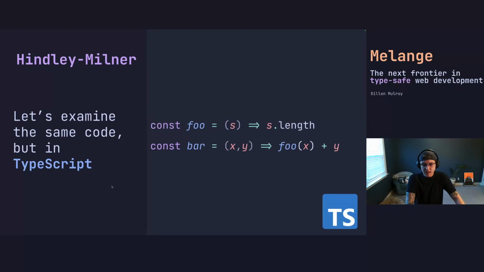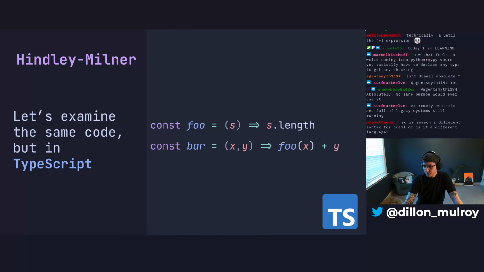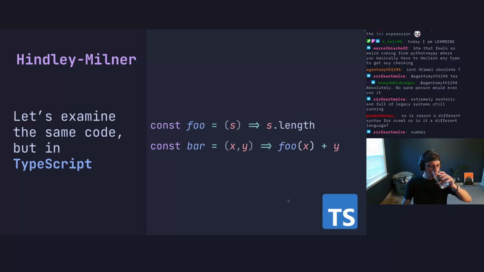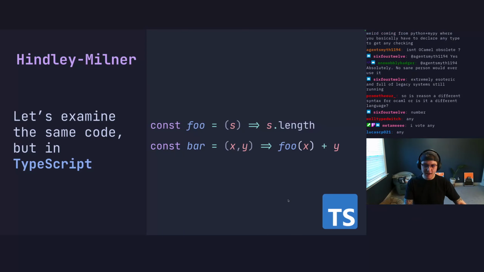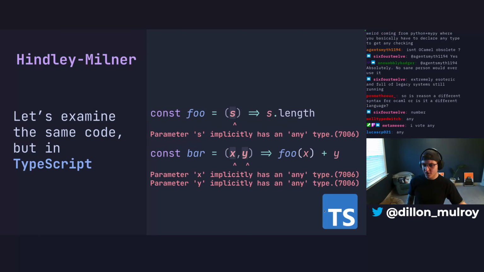So let's look at this same example code, but in TypeScript. Going to bring chat back in here. Can anyone in chat tell me what s and x and y are going to be inferred as? I'll give you a minute again here before I move to the next slide. Does anyone know what TypeScript is going to infer s, x, and y as? Yeah. So TypeScript is going to infer s, x, and y to be anys.